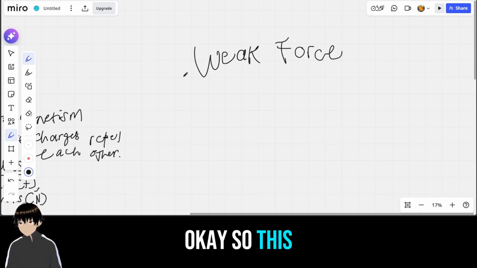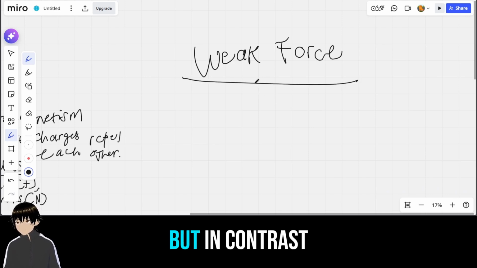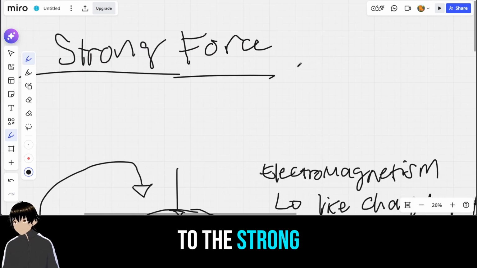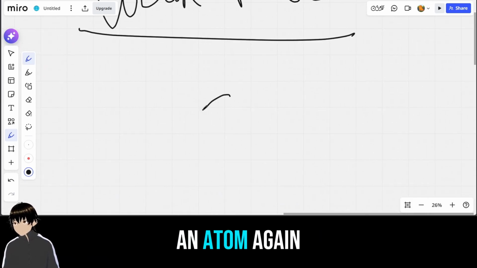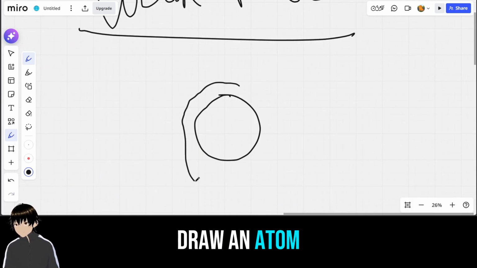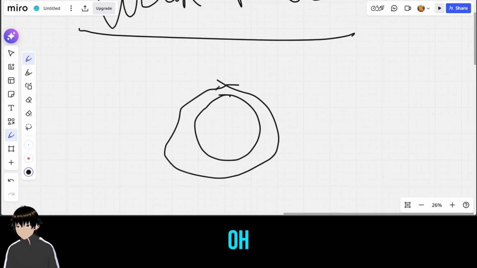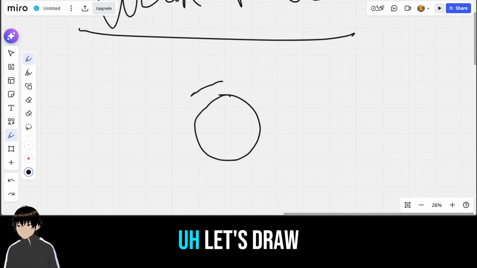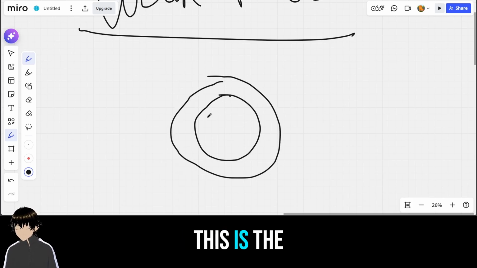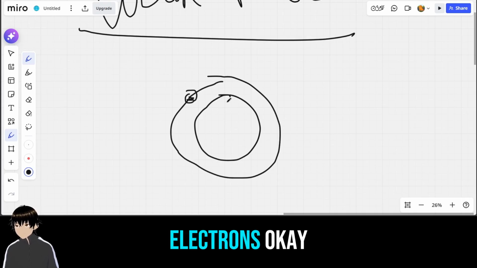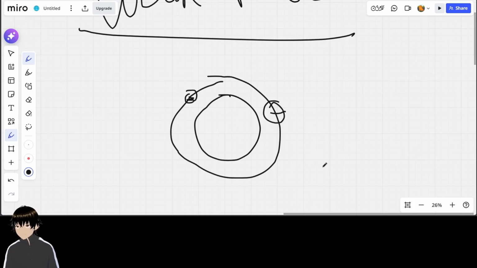Okay? So this is still a force. But in contrast to the strong force, you would imagine an atom again. Let's draw an atom. This is the nucleus, and these are the electrons.